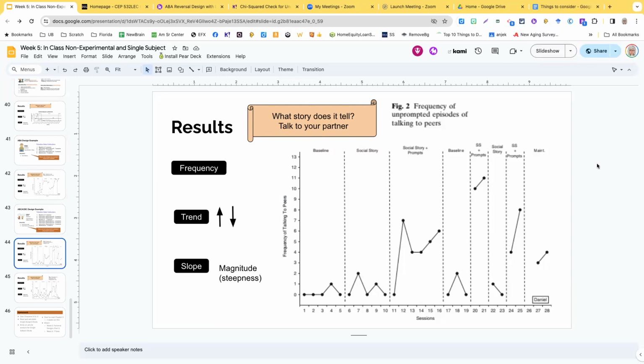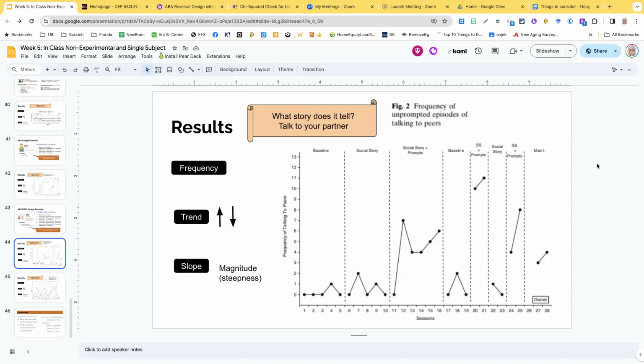Yeah, I mean, in the beginning, obviously he's not really talking to peers a lot, and the social stories don't help too much. The social stories with prompts do help, but when they're not being used, he kind of reverts back to the baseline level. And even when they introduced the prompts again and then went back to just the social stories, he still went right back down to not talking to his peers as much. And I don't know, it seemed like this type of intervention didn't really work amazingly.